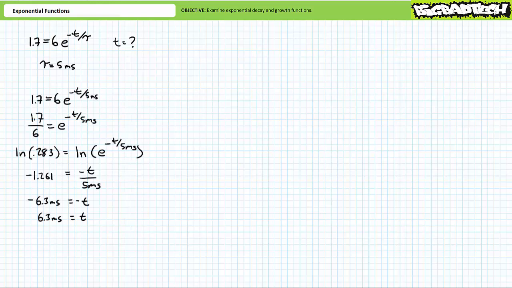Substitute tau equals 5 milliseconds into our equation. We're left with 6 times e to the negative t over 5 milliseconds equals 1.7. Divide both sides by 6. We're left with 0.283 equals e to the negative t over 5 milliseconds. Take the natural log of both sides. We're left with negative 1.261 equals negative t over 5 milliseconds. Multiply both sides by 5 milliseconds and get rid of the negative signs on both sides. We're left with t equals roughly 6.3 milliseconds.